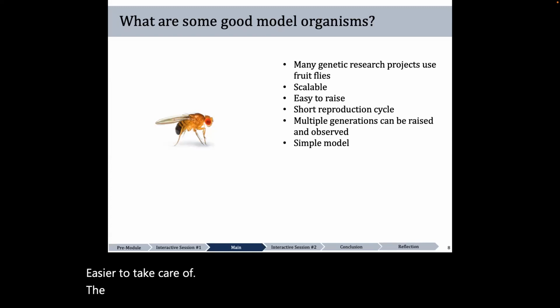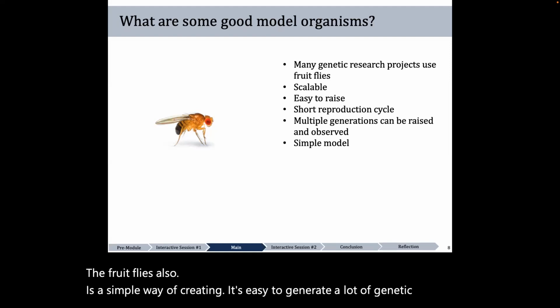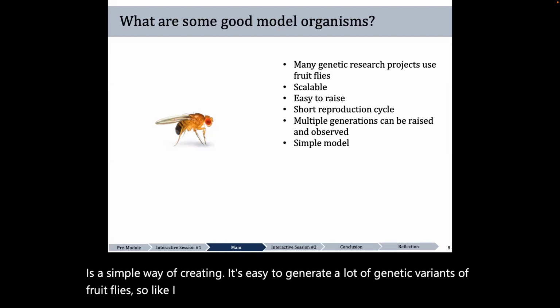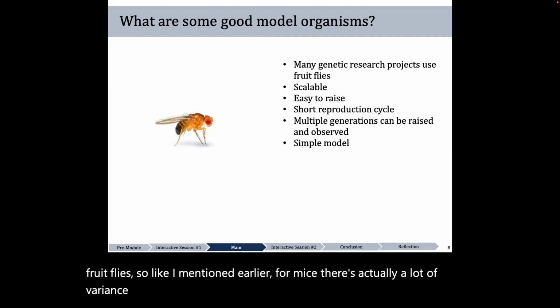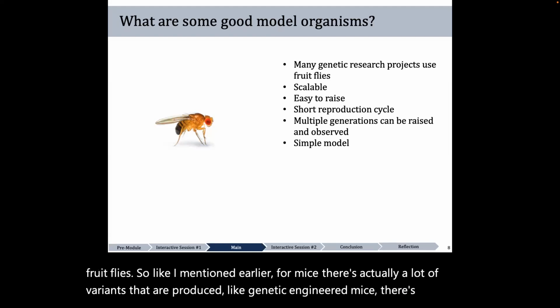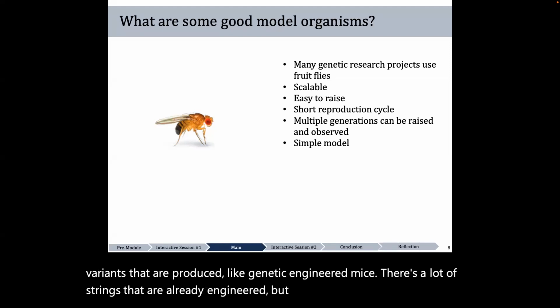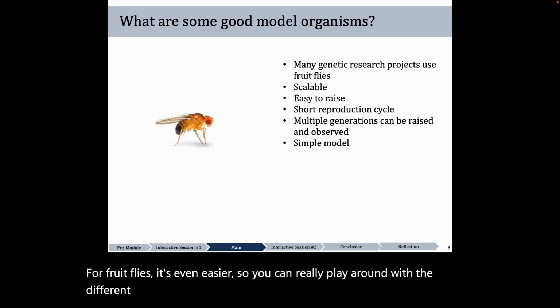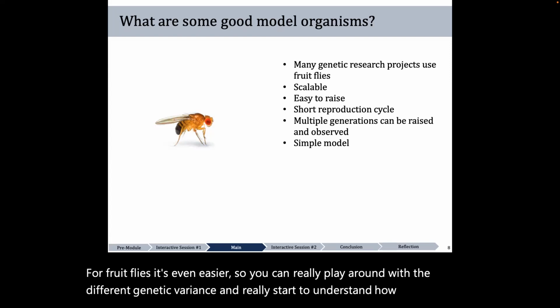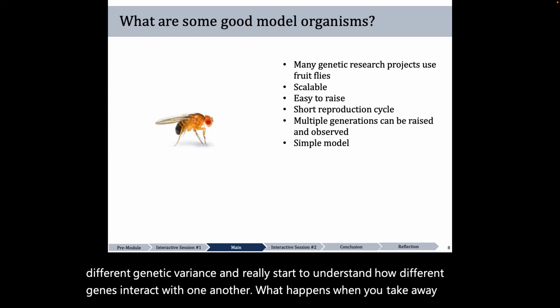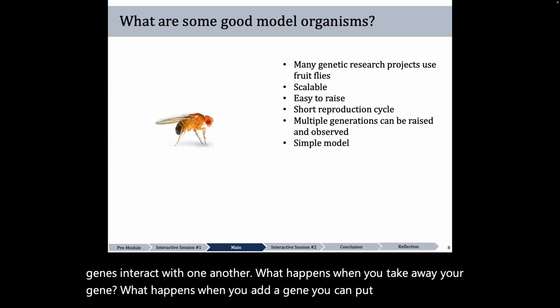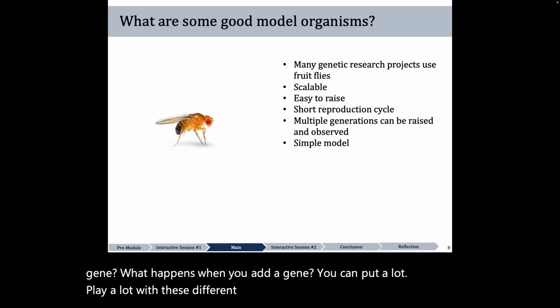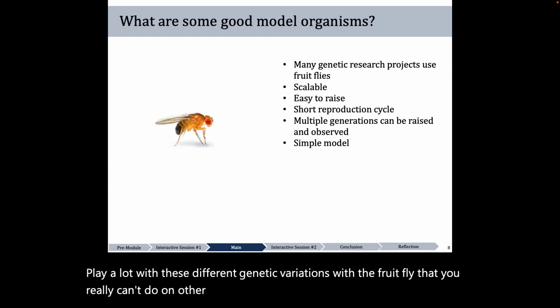Fruit flies are also a simple way of creating genetic variants. It's easy to generate a lot of genetic variants of fruit flies. Like I mentioned earlier, for mice there's actually a lot of variants that are produced, like genetically engineered mice. There's a lot of strains that are already engineered, but for fruit flies, it's even easier. So you can really play around with the different genetic variants and start to understand how different genes interact with one another, what happens when you take away a gene, what happens when you add a gene. You can play a lot with these different genetic variations with a fruit fly that you really can't do on other animal models. That's what makes them great for this type of research.